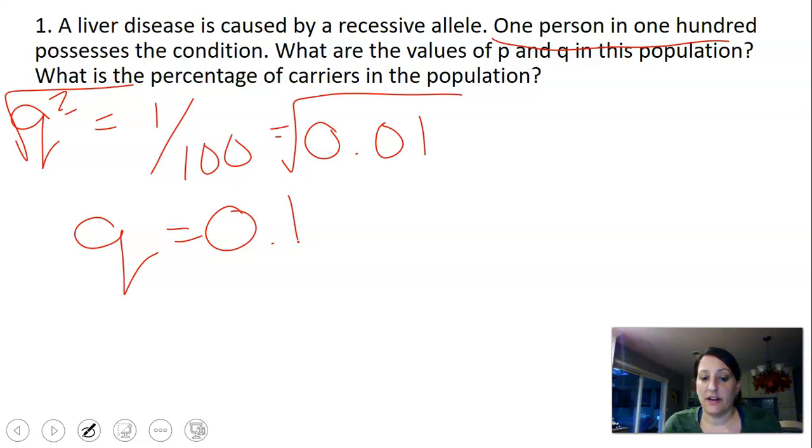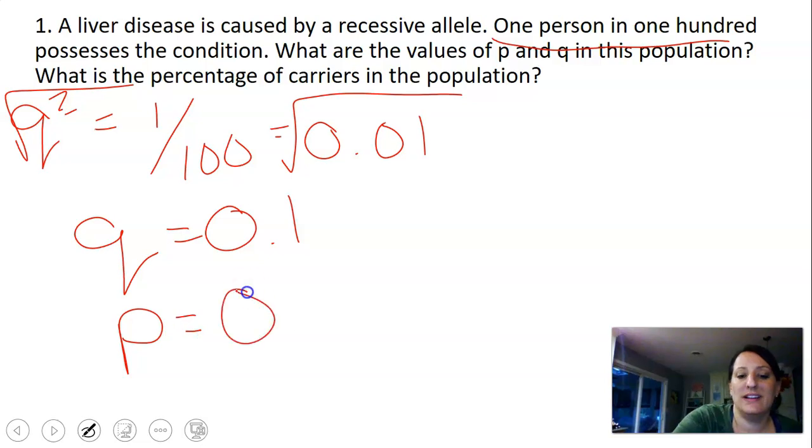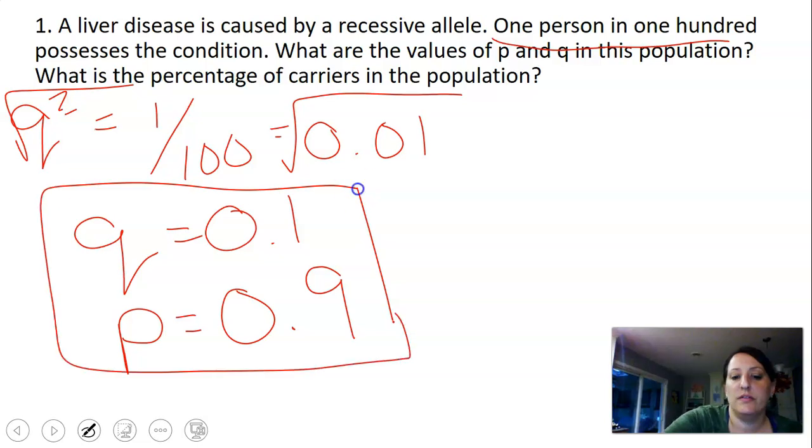Now to find P, I use my formula: P plus Q equals 1. So 1 minus Q will equal P. So 1 minus 0.1 gives me P, which is 0.9. So there, I've got my P and Q values for this population. So there's the answer to the first question.